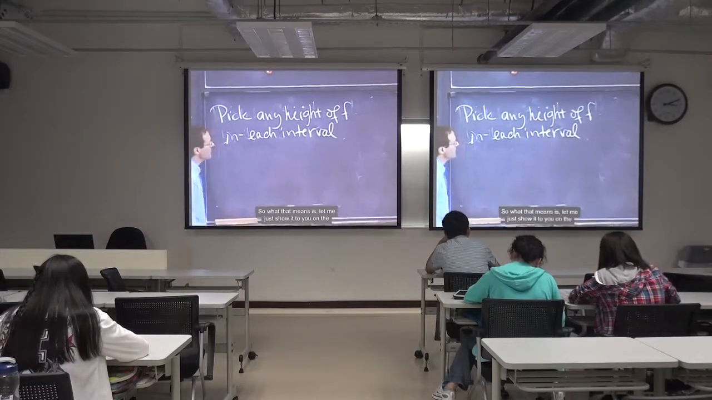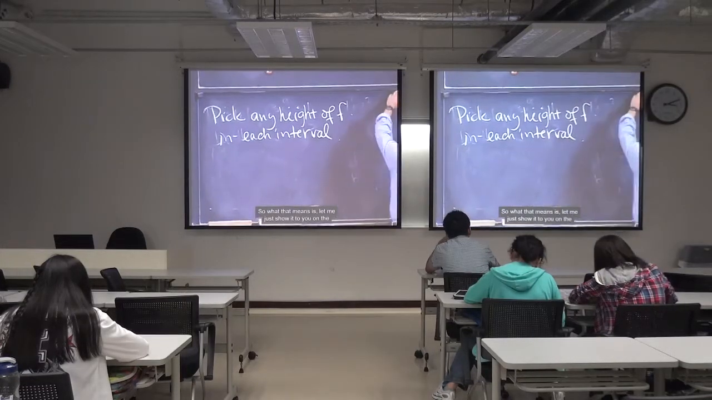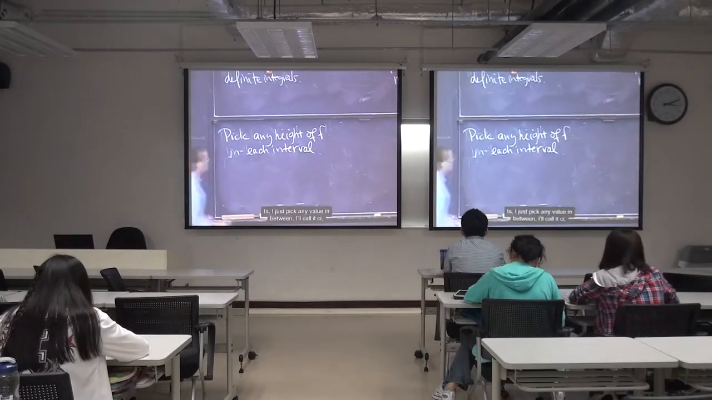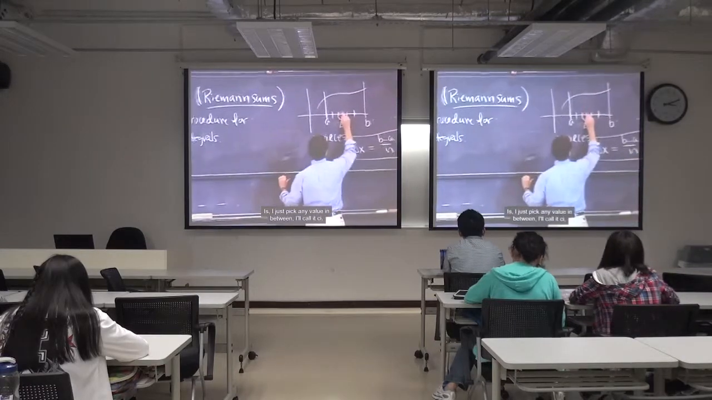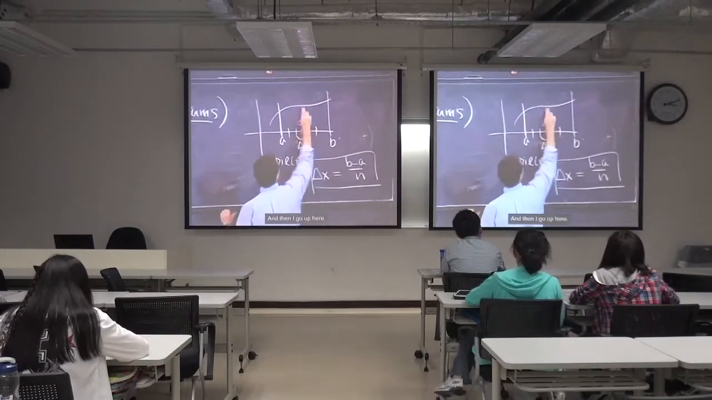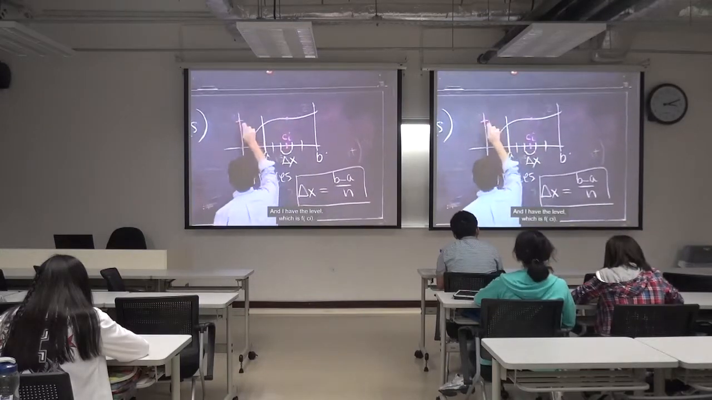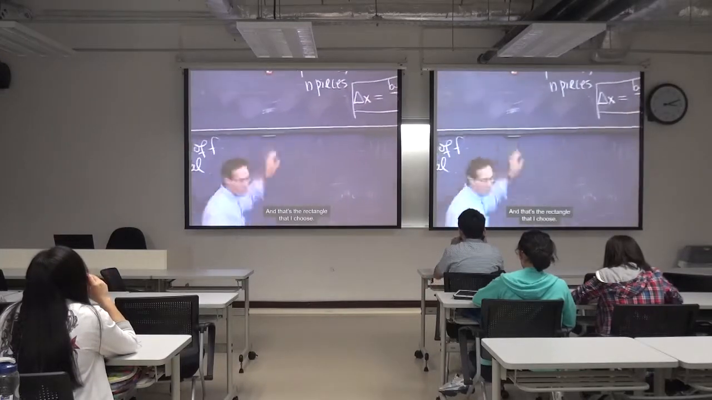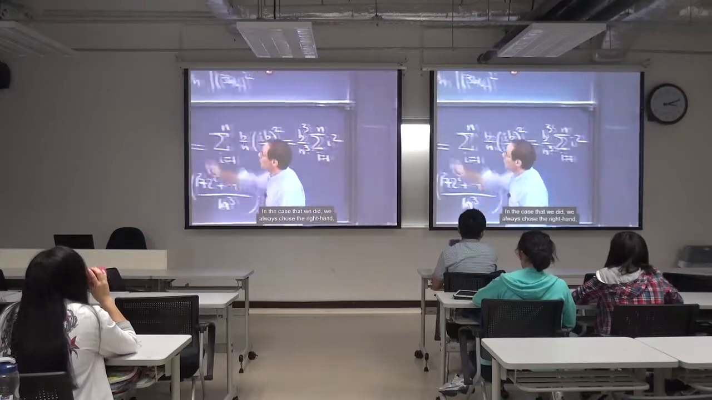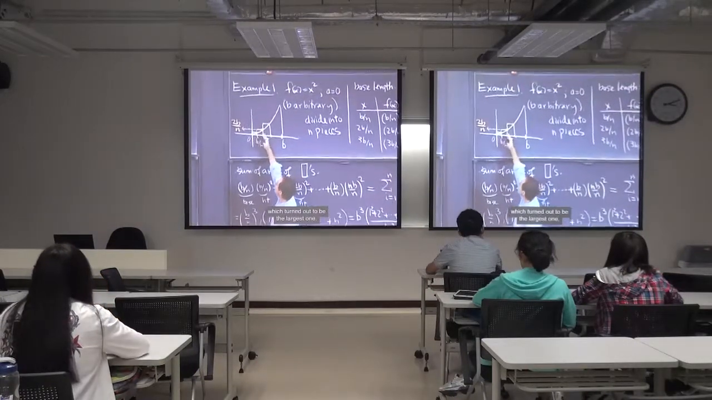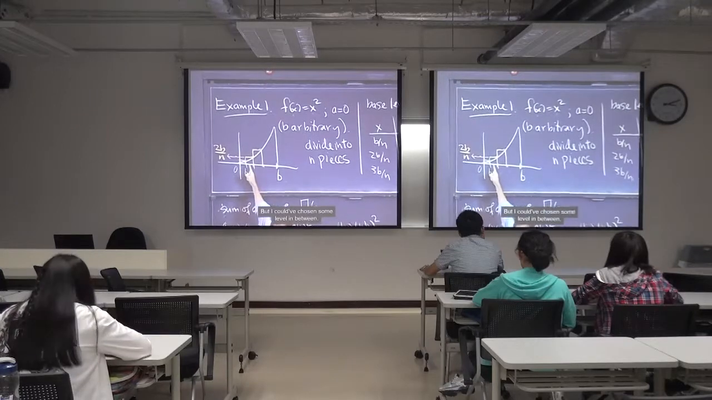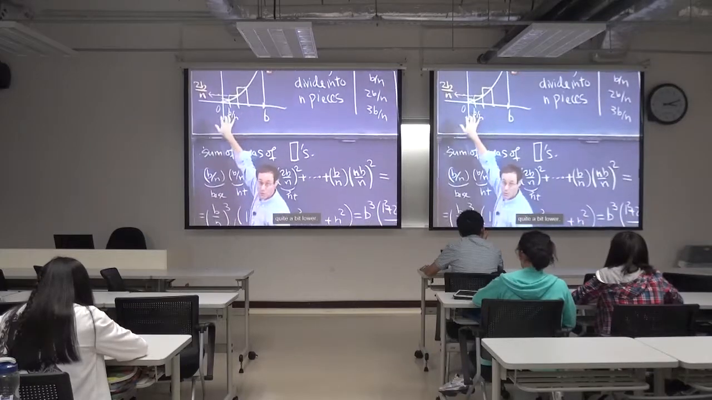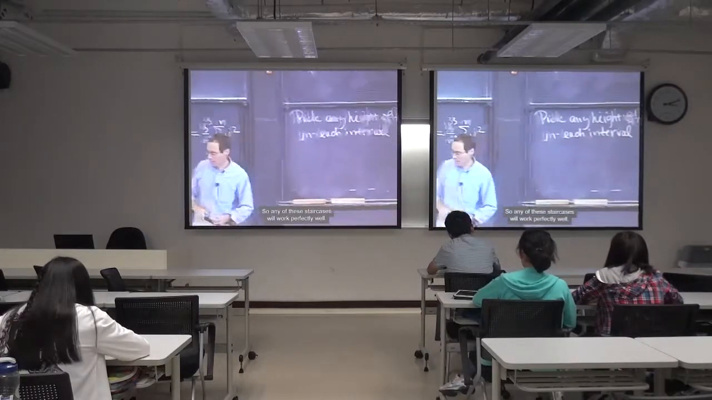So what that means is, let me just show it to you on the picture here. I just pick any value in between, I'll call it ci, and then I go up here, and I have the level, which is f of ci, and that's the rectangle that I choose. In the case that we did, we always chose the right hand end, which turned out to be the largest one, but I could have chosen some level in between, or even the left hand end, which would have made the staircase quite a bit lower. Alright, so any of these staircases will work perfectly well.